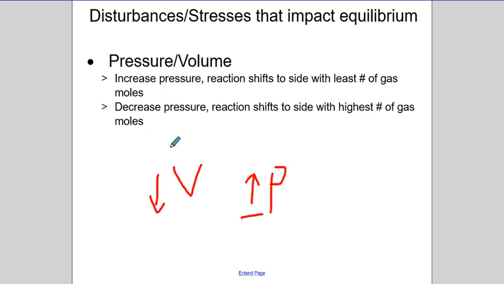If I decrease the pressure, which means that I increased the volume, so I made the container bigger and pressure went down, the reaction shifts to the side with the higher number of moles of gas. So this entire thing is gas related, so you're focused on the gases. Even though aqueous species might be part of the reaction, what we're looking at here is how the gases react to the stress. So that's stress number 3.